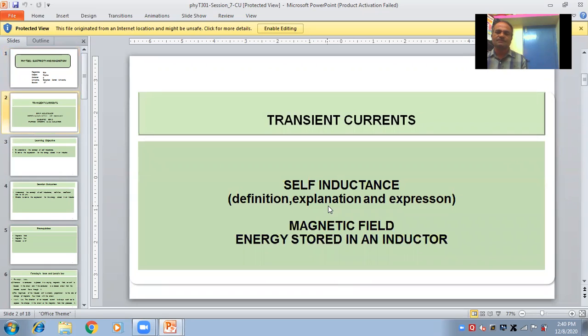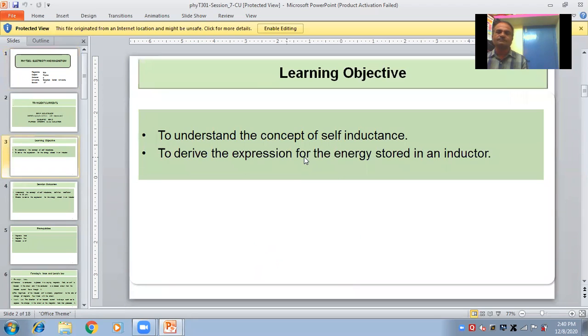So in this chapter, we are going to study self-inductance, its definition, explanation and the expression for the energy stored in the inductor, and also we are going to study the magnetic field. The learning objectives of this session are to understand the concept of self-inductance and to derive the expression for energy stored in the inductor.